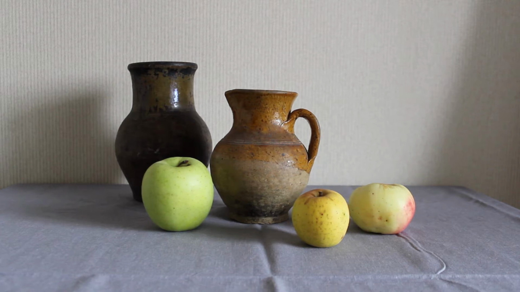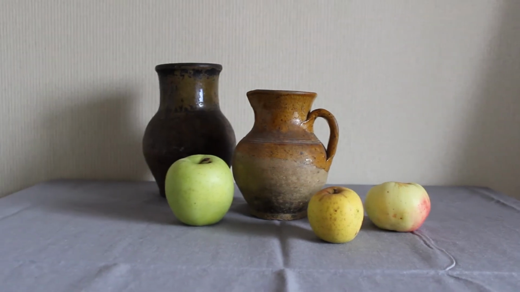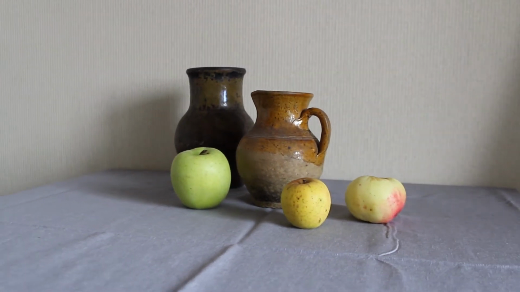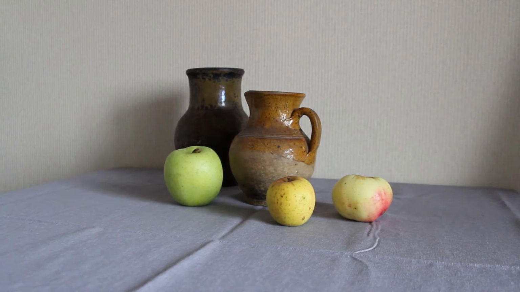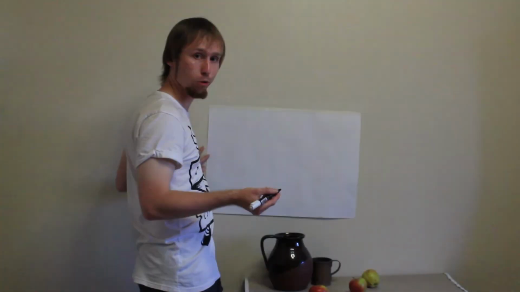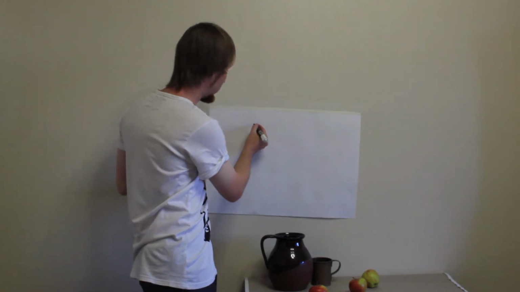Now I deliberately had set my camera's view so that the objects are touching each other by their edges. If we move our camera, we will see that the objects begin to either overlap each other or be separated by a distance. On a drawing, the contact looks like this.